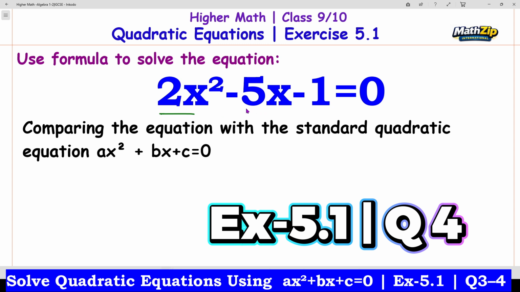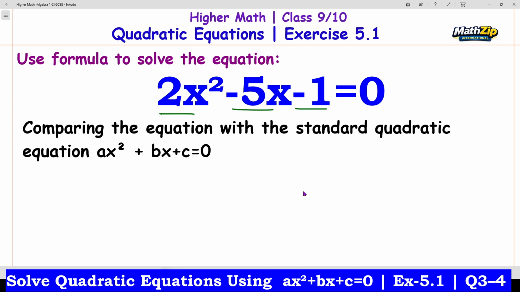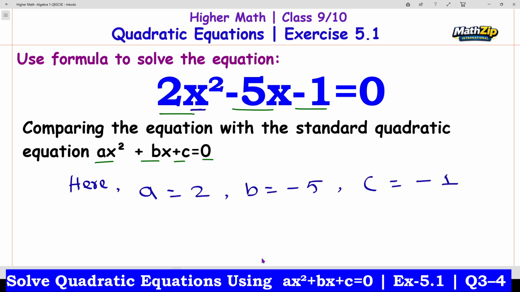2x square minus 5x minus 1. We are going to solve this quadratic equation by the standard formula. First we have to compare with ax square plus bx plus c equals 0. Here a equals the coefficient of x square, it means 2. b, the coefficient of x, which is minus 5. c is a constant, which is minus 1.